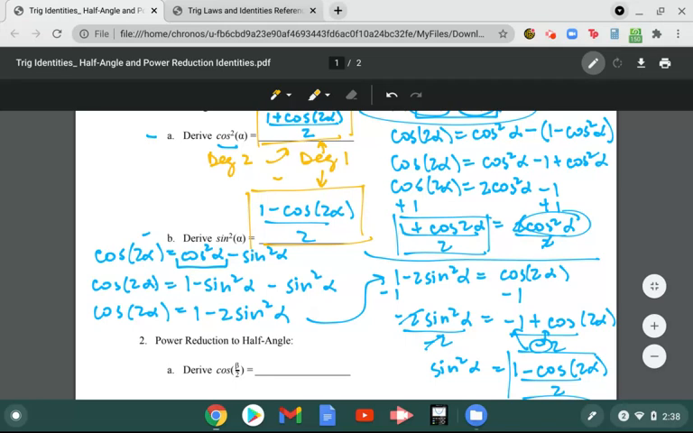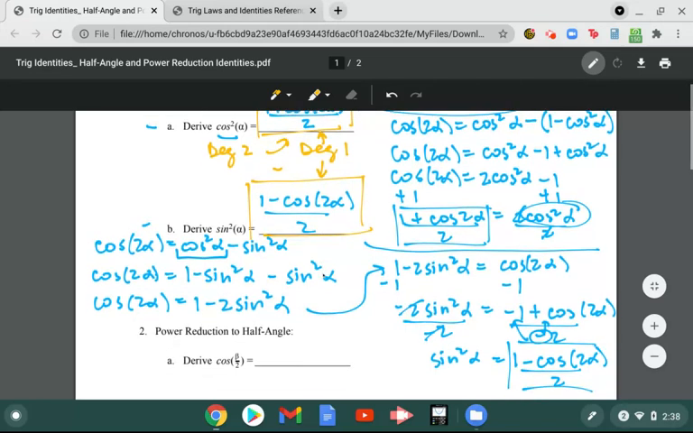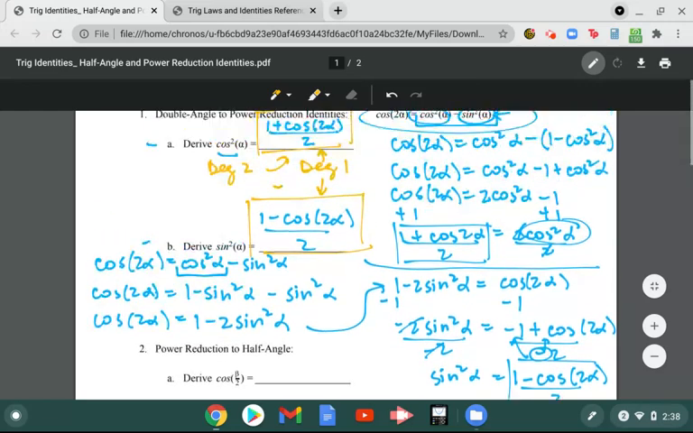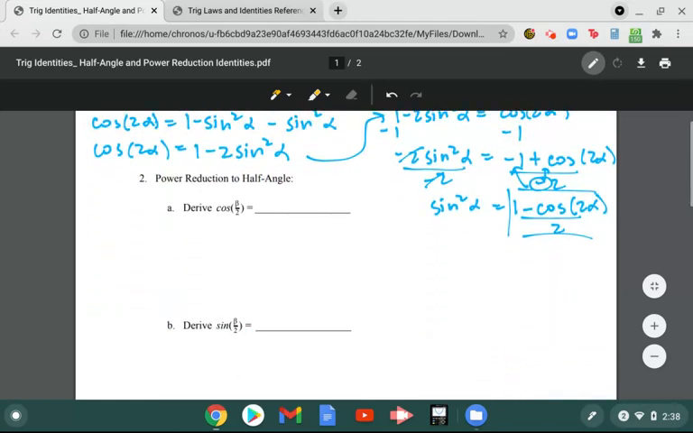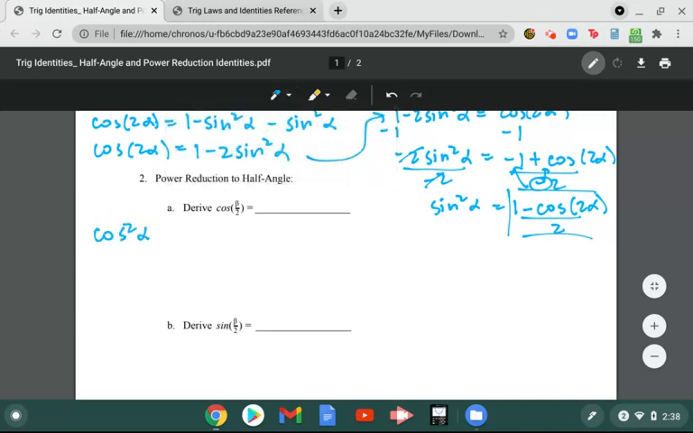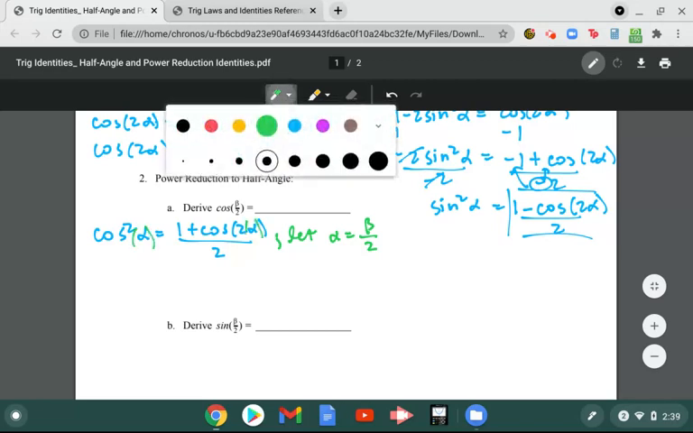Let's go ahead and continue doing some derivations. We want to find the cosine now of a half angle, and I'm actually going to use the cosine squared alpha formula. So let's grab our blue pen and start there. Cosine squared alpha is equal to 1 plus cosine 2 alpha divided by 2. I'm just going to do a quick replacement. I want a half angle instead, so I'm going to let alpha be beta divided by 2. So I'm going to replace this alpha here and that alpha there.